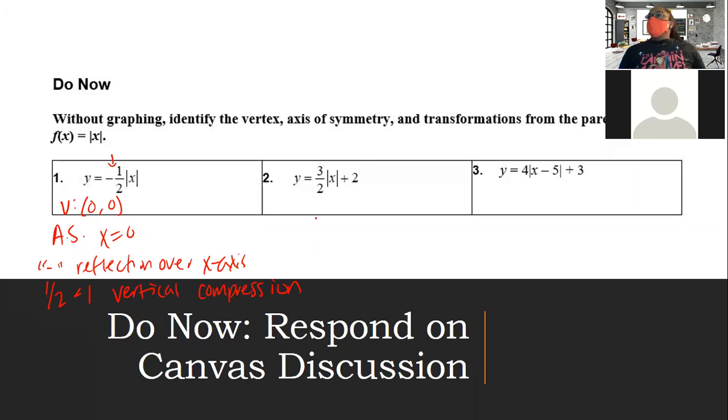So looking at them, so on this one, my vertex, I still have 0 for x, but 2 for k. My axis of symmetry, therefore, is x equals 0 still. My 3/2, that's my a, it's greater than 1. So that's a vertical stretch.